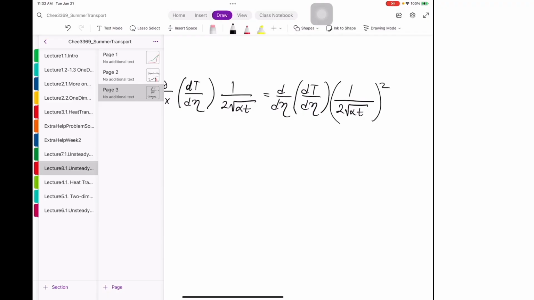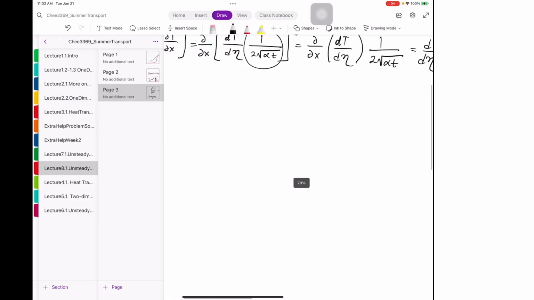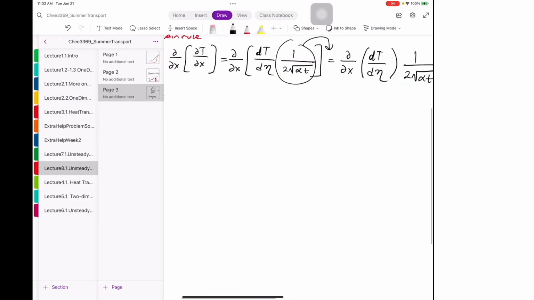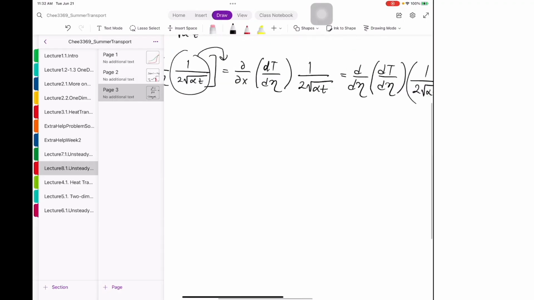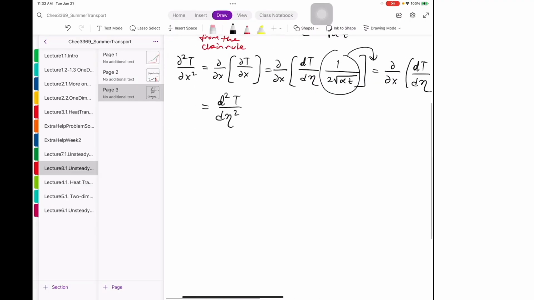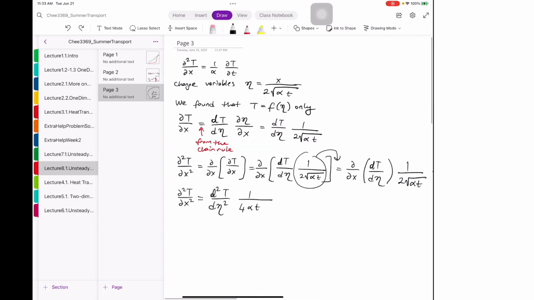So you get, let me write it here, the second derivative of T with respect to eta times 1 over 4 alpha t. Okay, this is del squared T over del x squared. This is the left-hand side of this equation, right? Now let's write down del T over del t.